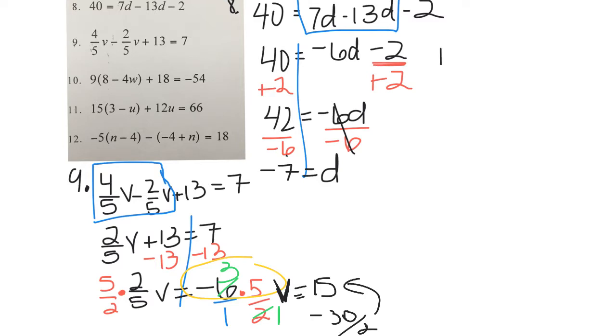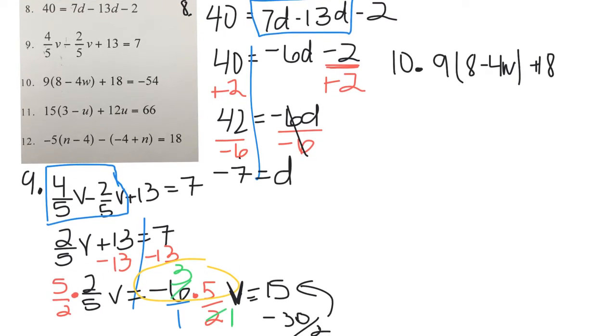Number 10 is 9 times the quantity of 8 minus 4w plus 18 equals negative 54.